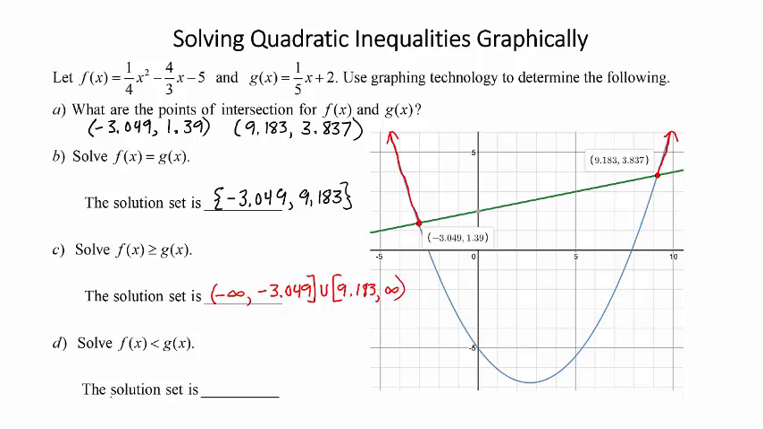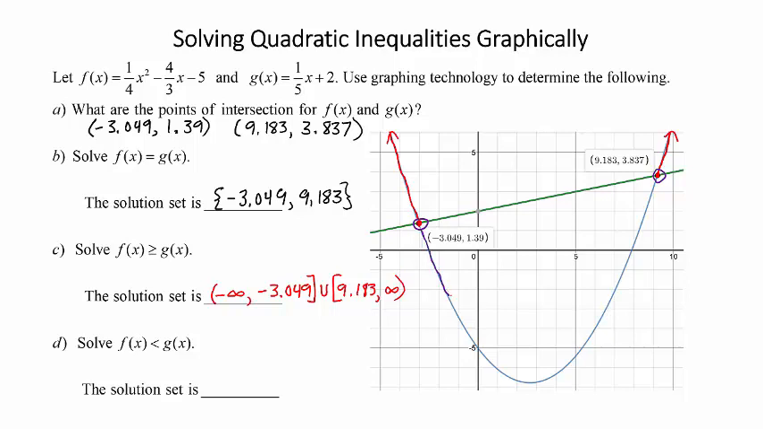Okay, so now we're looking at the opposite scenario, right? We want to know where is the parabola below the line. And it's strictly less than. So here in purple, I'm going to put open dots around these intersection points to indicate we're looking at part D here. This will be in purple.